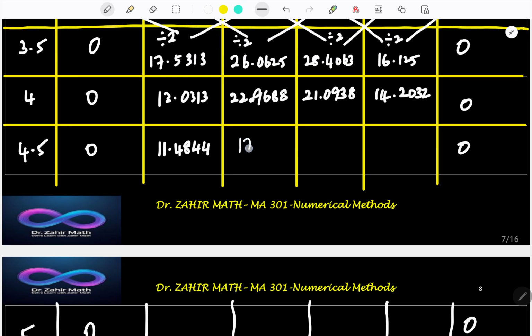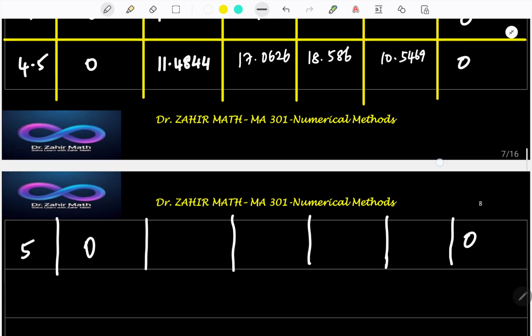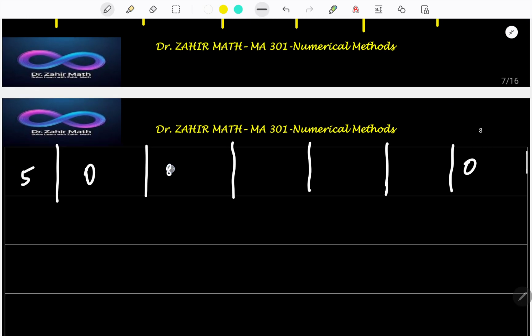Okay, then 17.0626, 18.586, 10.5469, 8.95469. The calculator is very small. Next is 8.5313, 15.0352, 13.8048, 9.293. So this is the last value.